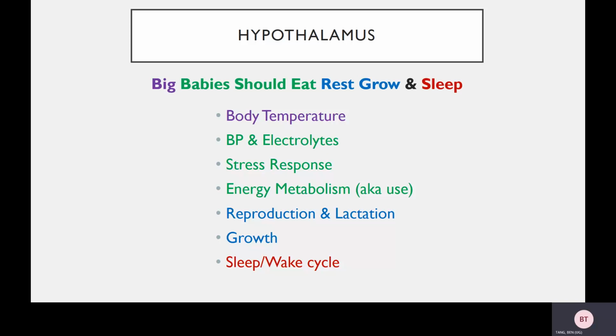Big babies should eat, rest, grow, and sleep, right? So body temperature, blood pressure and electrolytes, which come hand in hand because the electrolytes affect the oncotic pressure and therefore how much water is drawn back into the blood. Your stress response, energy metabolism, which is basically how energy is used in your body, reproduction, lactation, growth, and your sleep-wake cycle. All right.